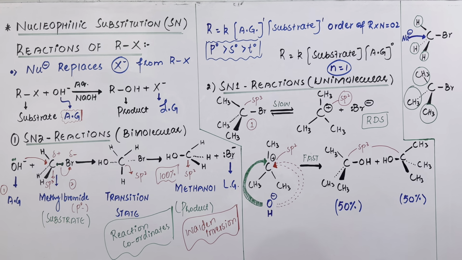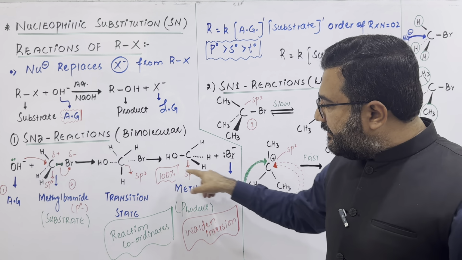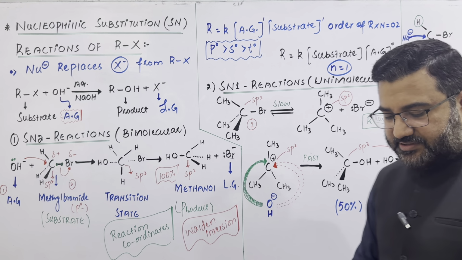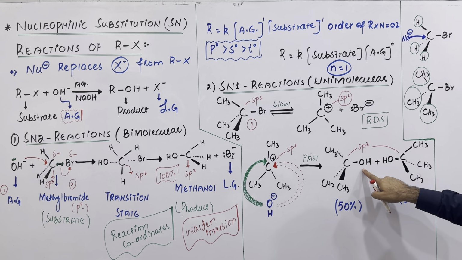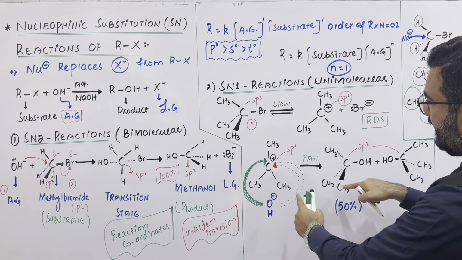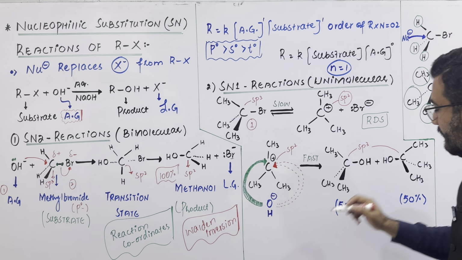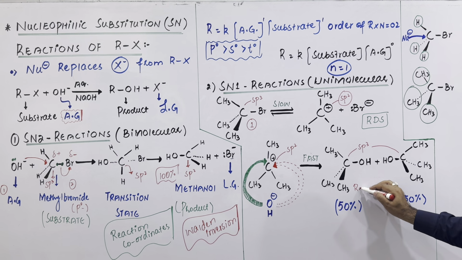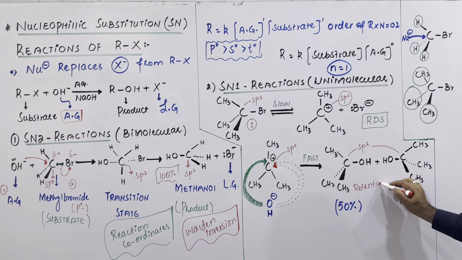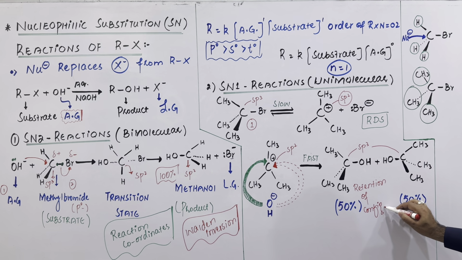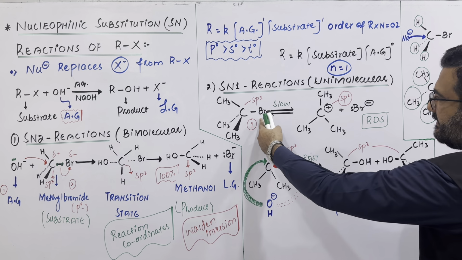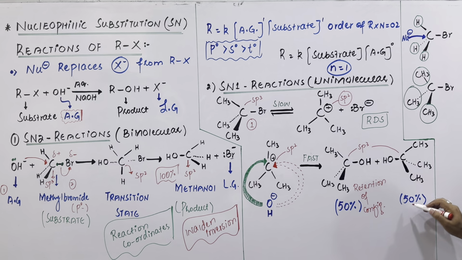Now, my dear students, the next point is that in SN2 there were 100% chances of inversion of configuration, but in the case of the SN1 reaction, compare this product with this substrate, and you will find that they have the same configuration. So in this case, there will be 50% retention of configuration. And now compare this one with this. You will find inversion of configuration. So there will be 50% chances of inversion of configuration.